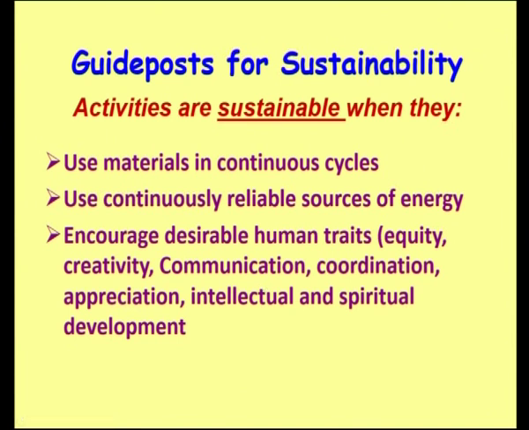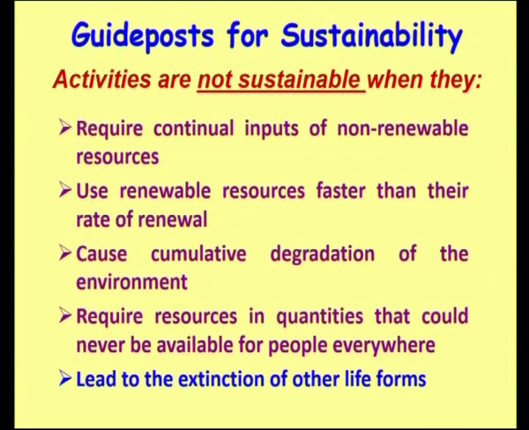So, when these things are there, that society is a sustainable one. And the non-sustainable one requires continual inputs of non-renewable sources, it uses renewable resources faster than the rate of renewal, it causes cumulative degradation of the environment, it requires resources in quantities that could never be available for people everywhere. That means, there is an inequality, and it is leading to the extinction of other life forms. So, when these exist in a society, then that is non-sustainable. That means, it cannot sustain for a long time.